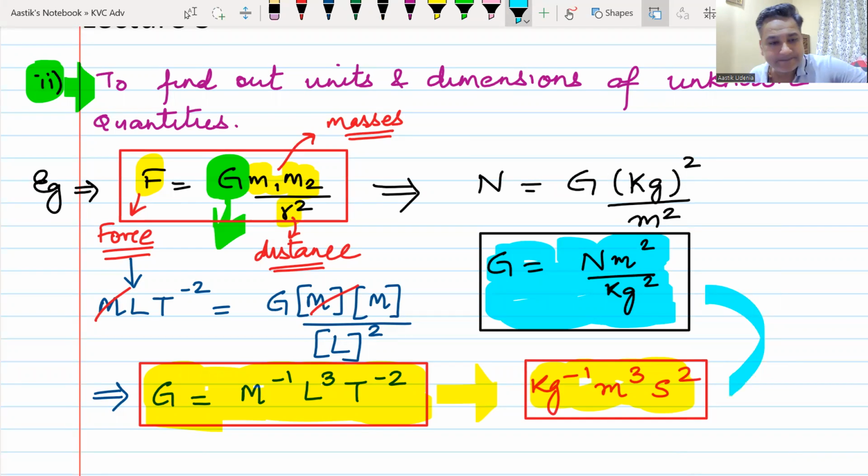Do we understand this? So either you can write it in the blue form or you can write it in the red form. Both of them mean the same thing. Anyone got this?